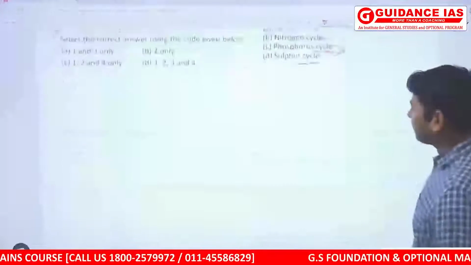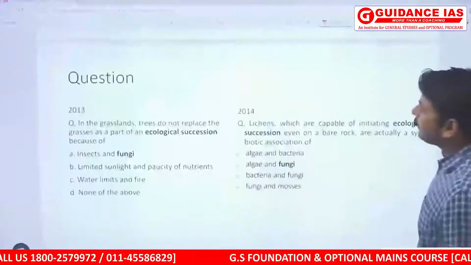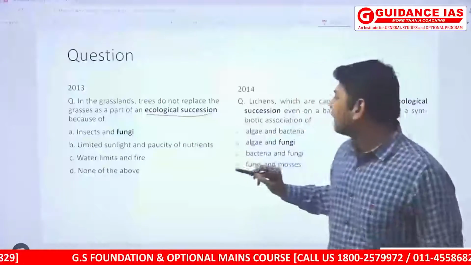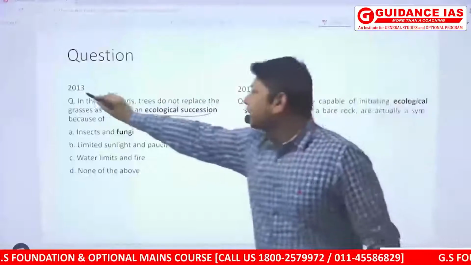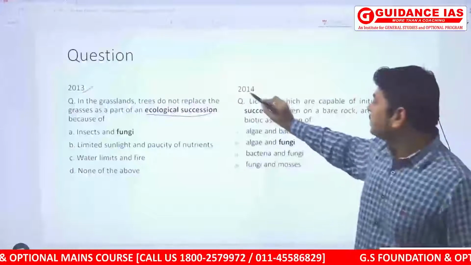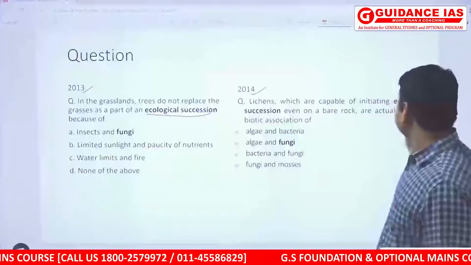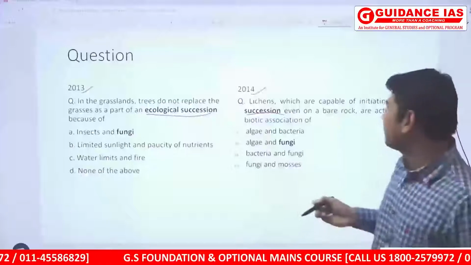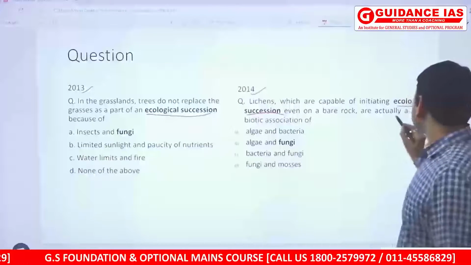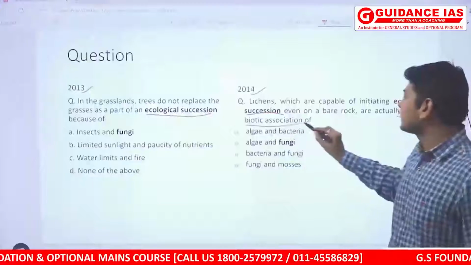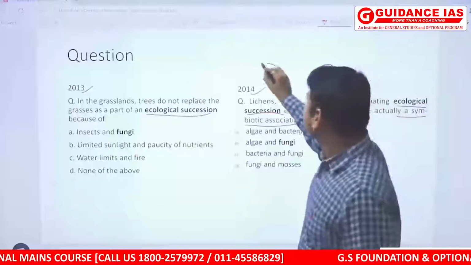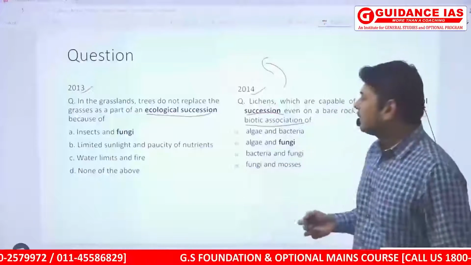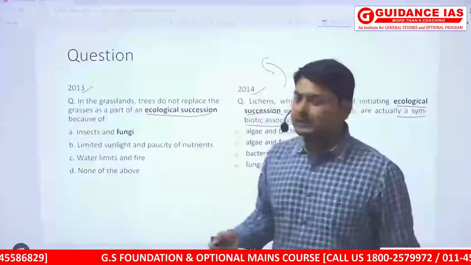Now the next topic: we have another question, on ecological succession. In 2013, and now in 2014, there was another question on ecological succession. But here there is one trick played by UPSC, one twist. It has also included a symbiotic association. Actually, we have seen this question further on; it was the same question. Now we'll see how this question approaches the topic.